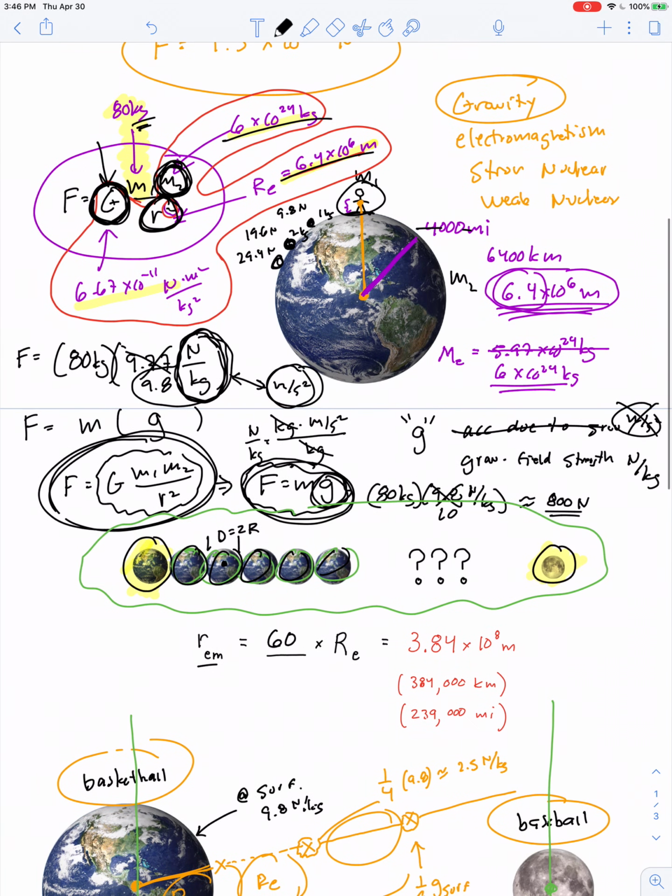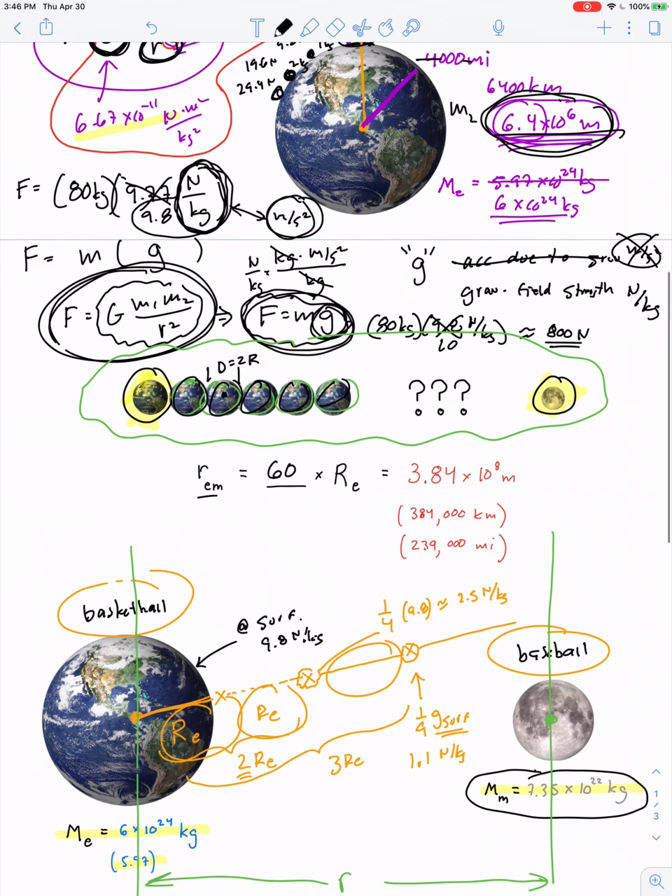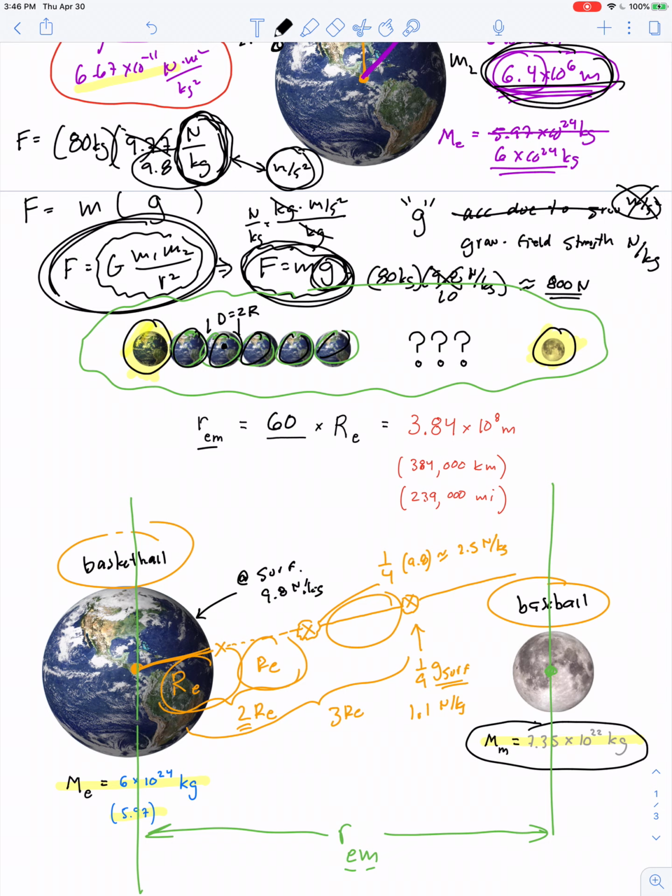Well, if you use the value given here as the radius of the Earth, 6.4 times 10 to the 6th meters, and multiply that times 60, you'll find that the distance from the center of the Earth to the center of the Moon is about 3.84 times 10 to the 8th meters. That corresponds to 384,000 kilometers, or about 239,000 miles.